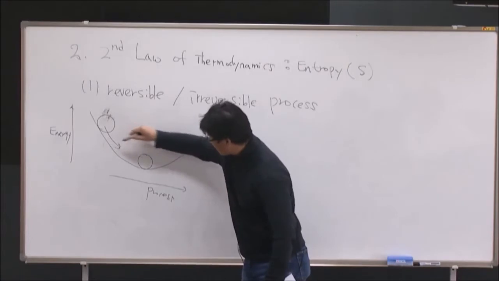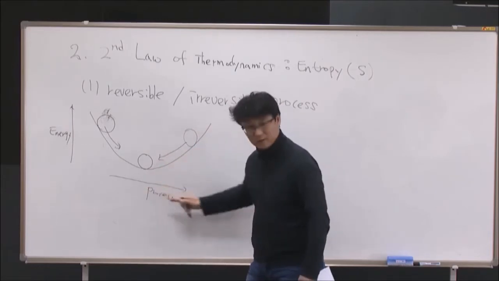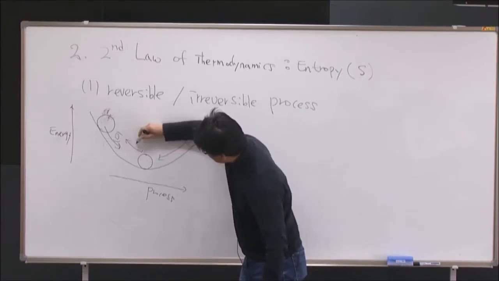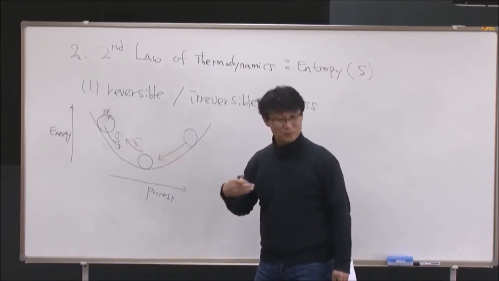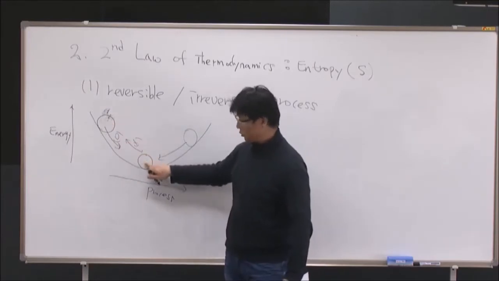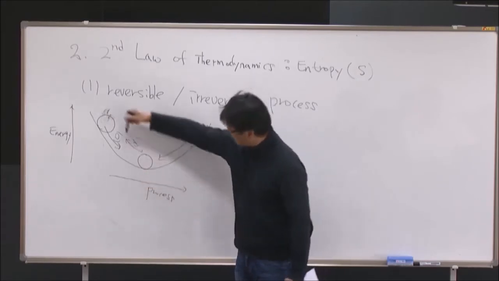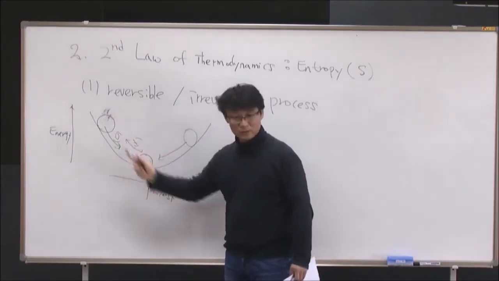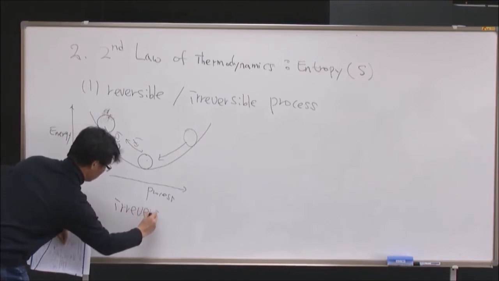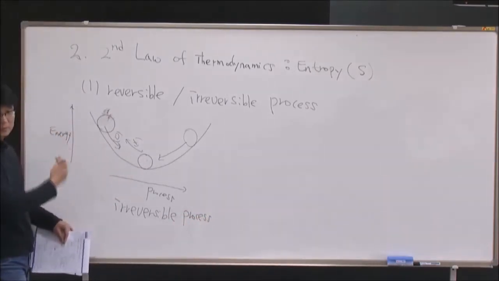It can go down, and if you have another ball on the other side, it can go down too, but it will stay here. Going back is impossible without adding some additional energy. If you don't put in any additional energy, the ball naturally goes down and stays at the minimum energy point here. So we go this way, but cannot go back. This kind of process is called an irreversible process. So it's not reversible, okay?